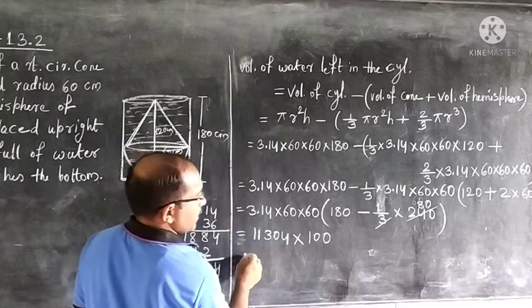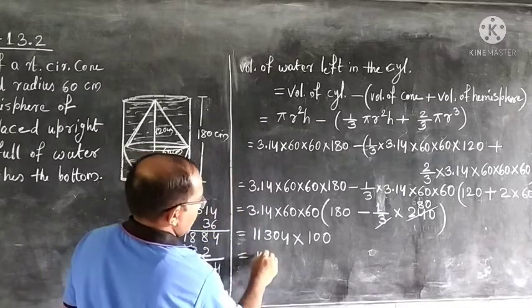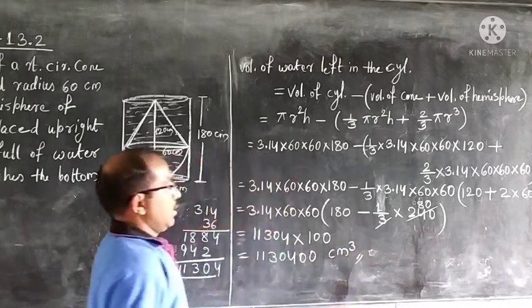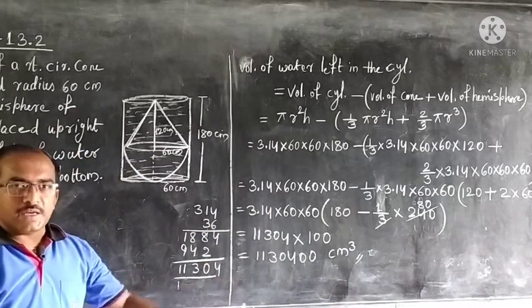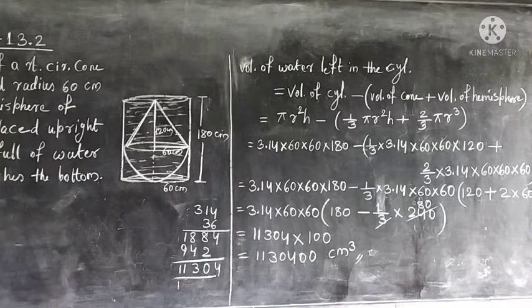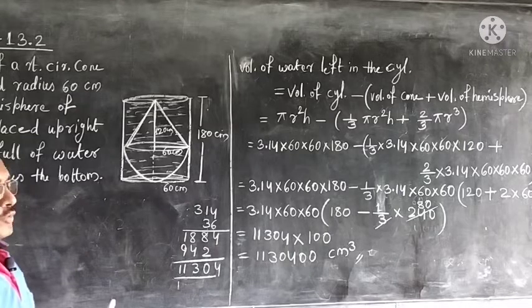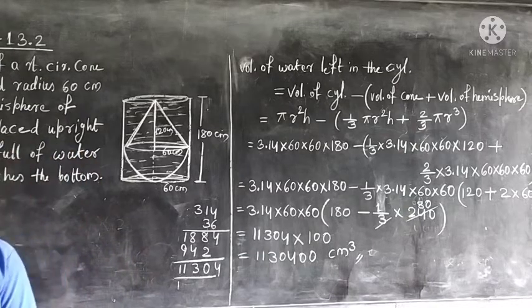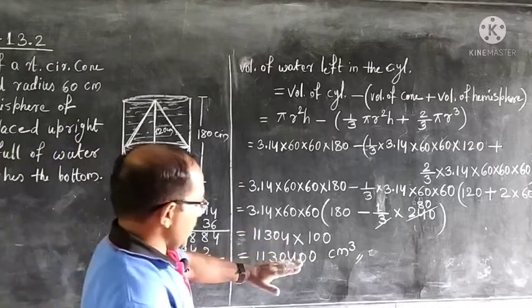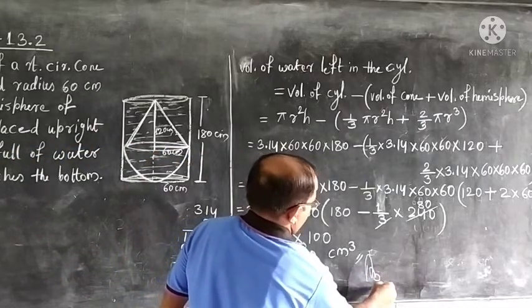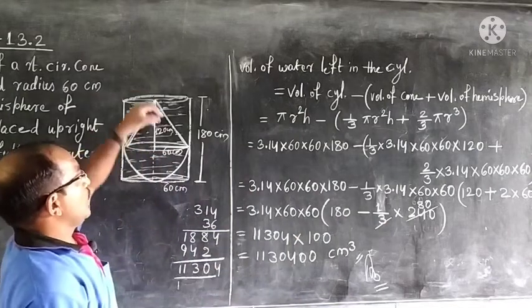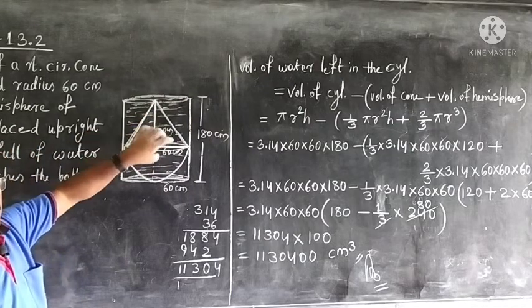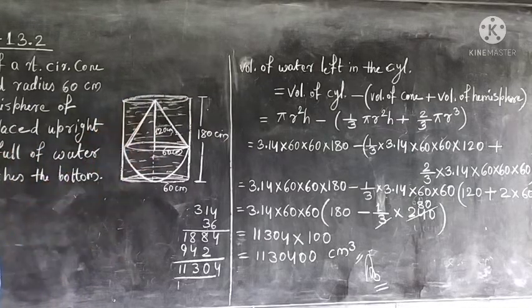Now, let us multiply 11304 and 20 centimeter cube. So, we have got this volume in centimeter cube. If we want to convert it into meter cube, what will we do? We will have to divide it by 100 into 100 into 100, because 100 centimeter is equal to 1 meter, but we can leave it here also as the answer. This is the volume of water which remains or is left after placing this solid in the cylinder which is full of water. I hope you have understood.